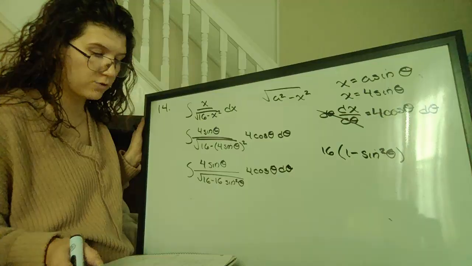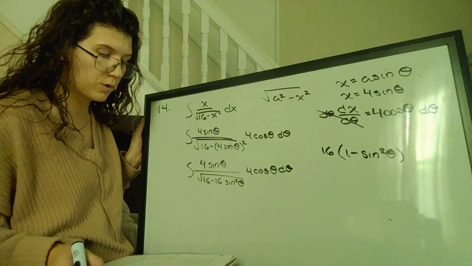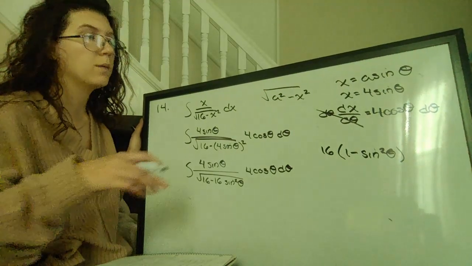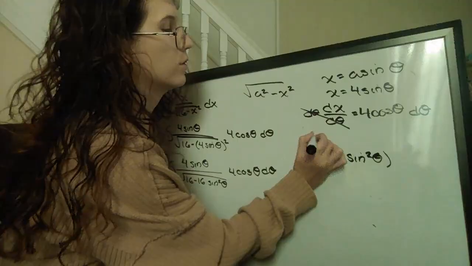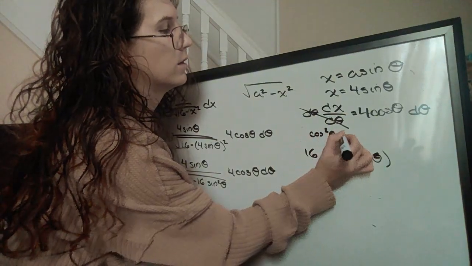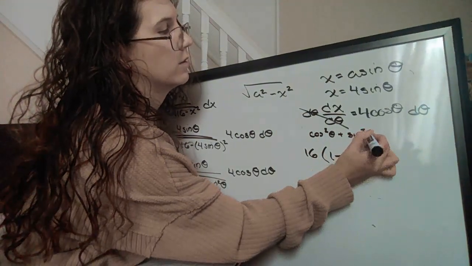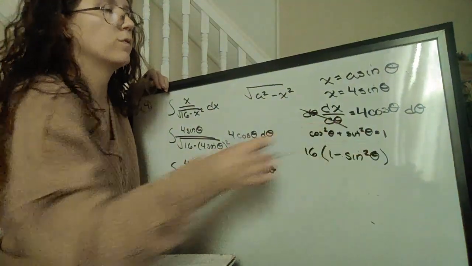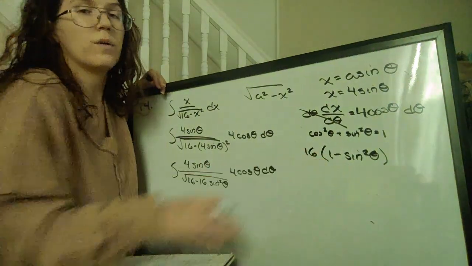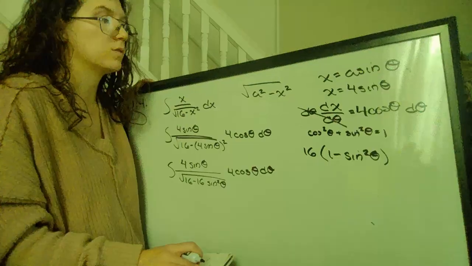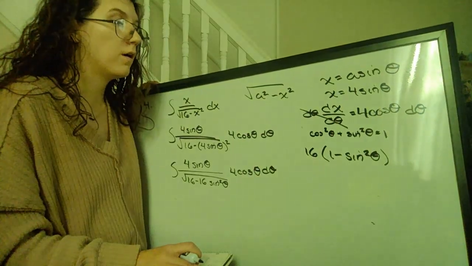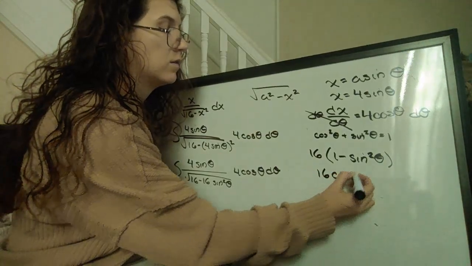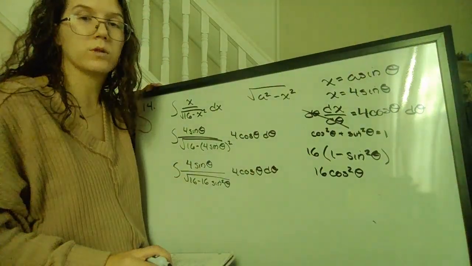And there is actually a trig identity for this. 1 minus sine squared theta is equivalent to cosine squared theta, because cosine squared theta plus sine squared theta equals 1. If you just subtract one of those from either side, that's how we remember that identity. This is one I often forget. So this is actually going to be 16 cosine squared theta.